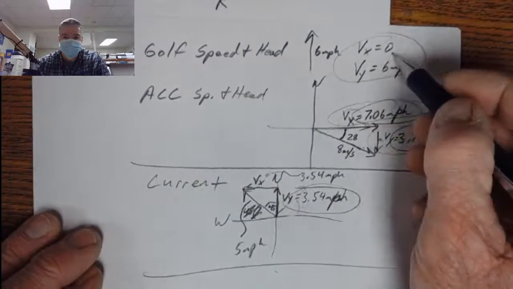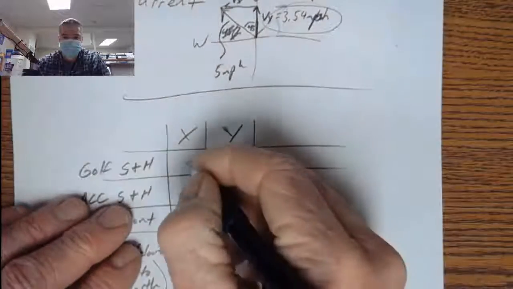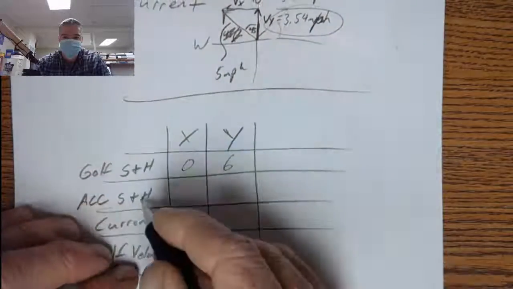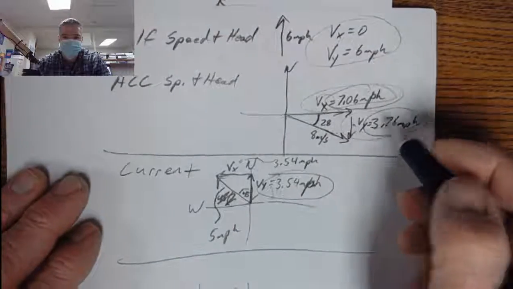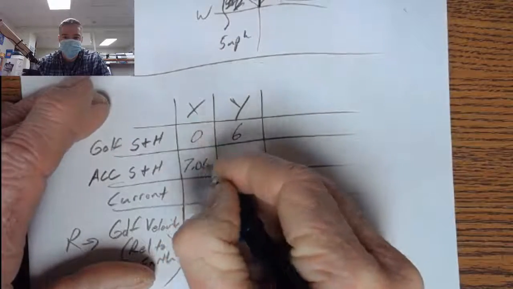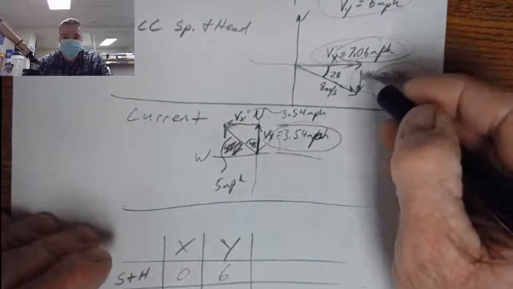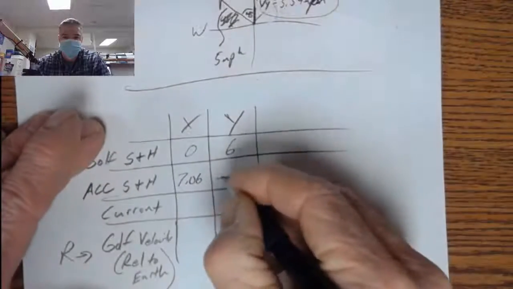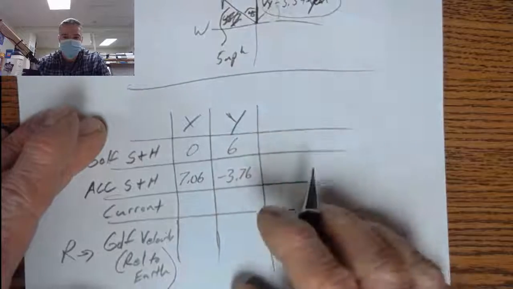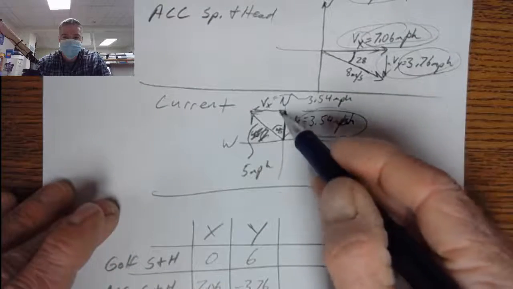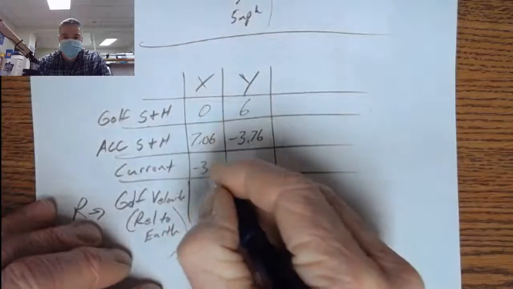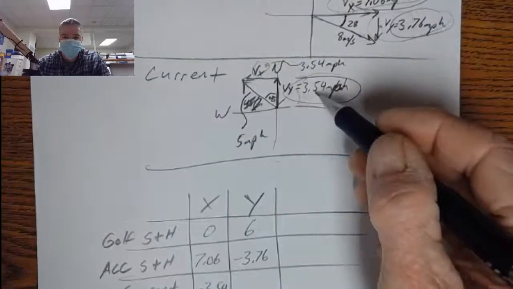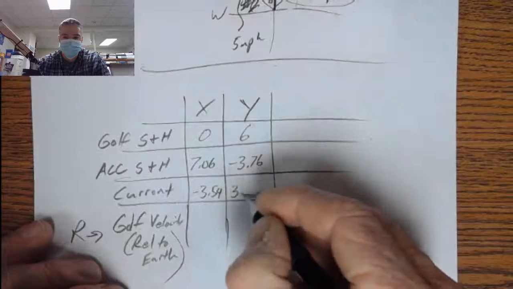So golf cart speed and heading, x is 0, y is 6. Aircraft carrier speed and heading, x is 7.06. Y is negative, because it's down, 3.76. The current, x is negative 3.54, and y is positive 3.54.